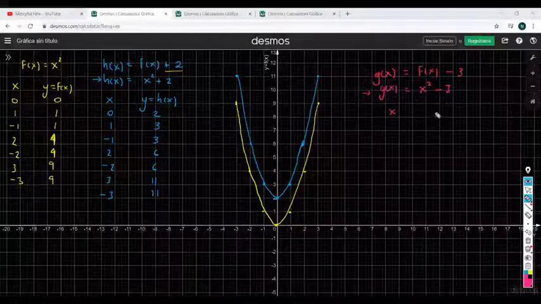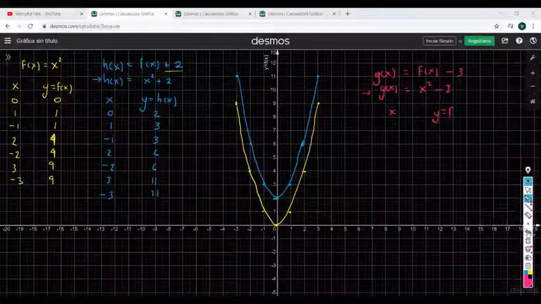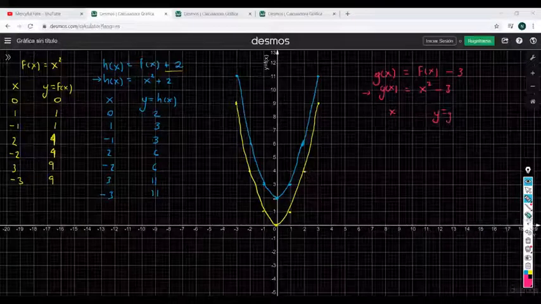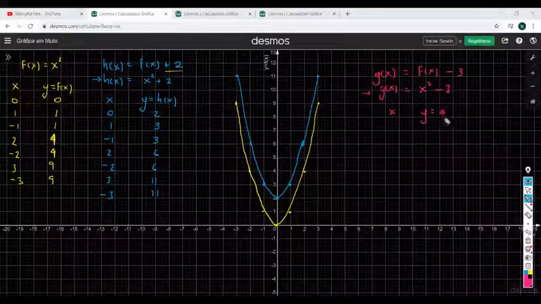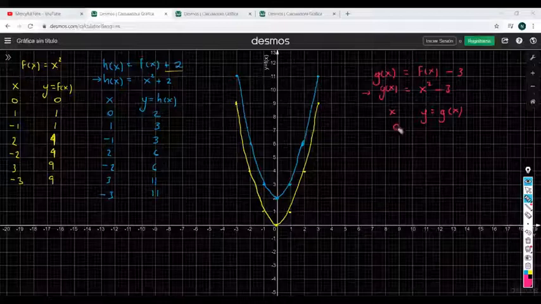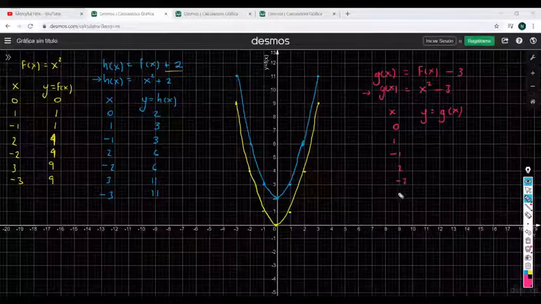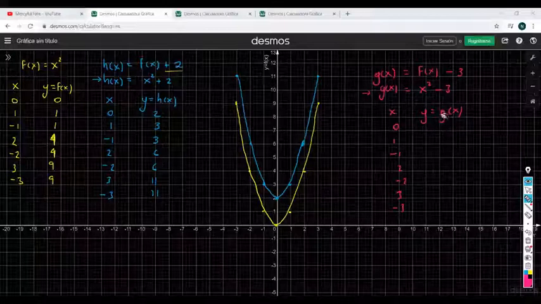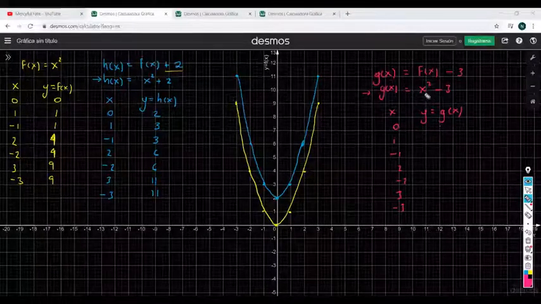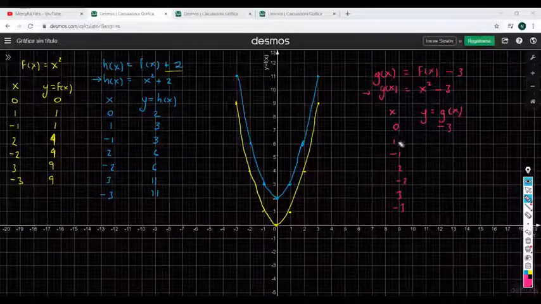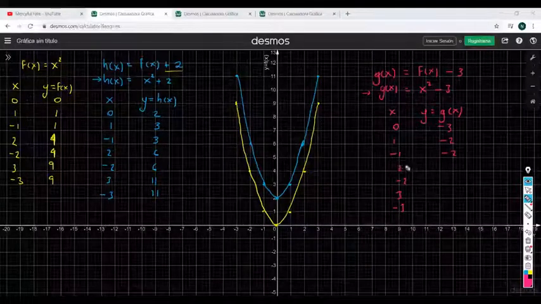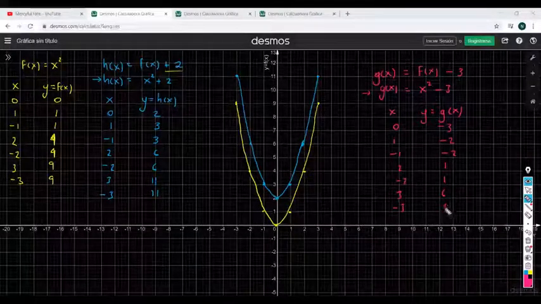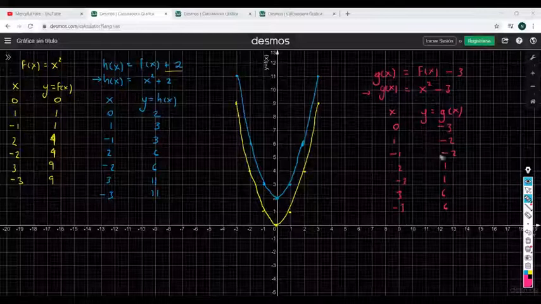And then I'm going to plot x and here I'm going to draw y equals g of x. And I do the same thing: 0, 1, minus 1, 2, minus 2, 3, and minus 3. What values are you going to get for g of x? When x is 0, this is going to be minus 3. When x is 1, this is going to be minus 2, minus 2. And then for 2, you're going to get 1 and 1. And for 3 and minus 3, you're going to get 6 and 6. Am I right? Yes, okay, for all of them.